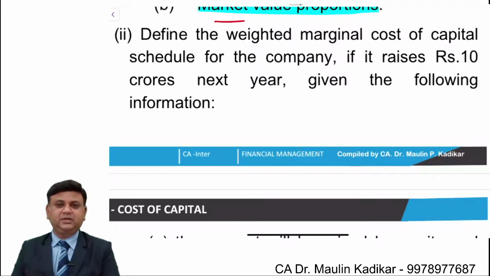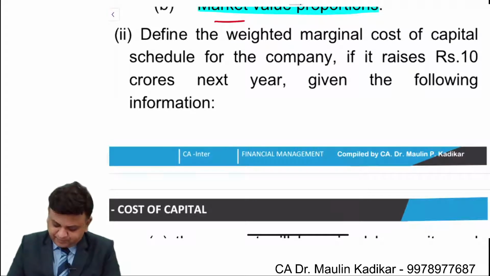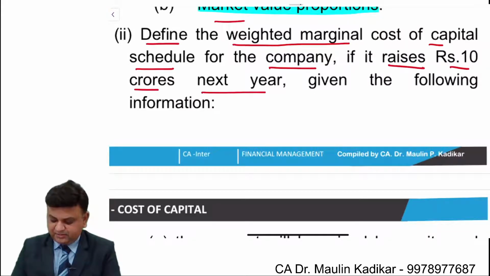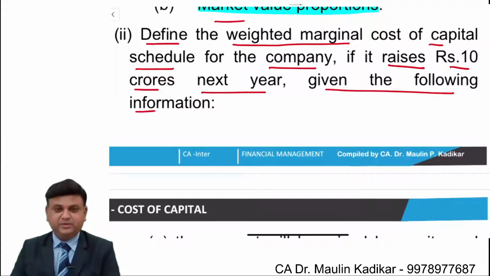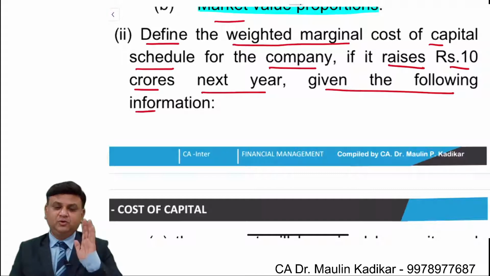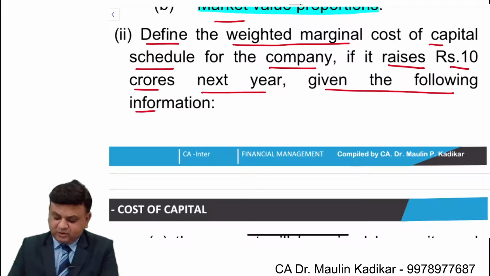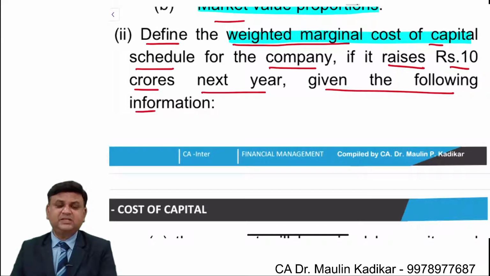Second part of the question, it says like this: define weighted marginal cost of capital schedule for the company if it raises rupees 10 crore next year, given the following information. So the amount to be raised is 10 crore, and for that we are required to compute the weighted marginal cost of capital. Means we are required to compute the cost of capital in respect of only this 10 crore.